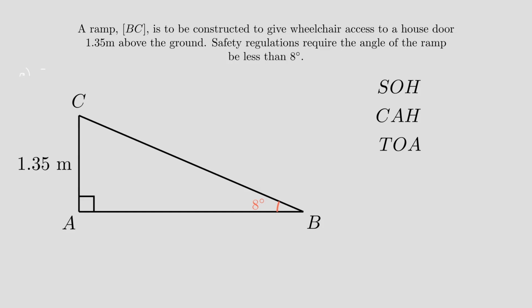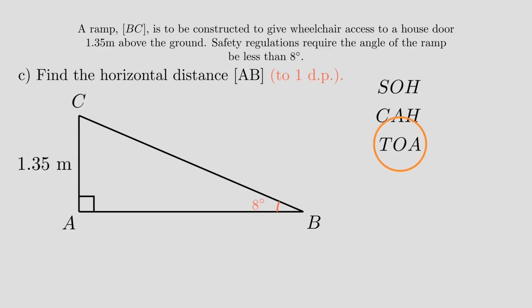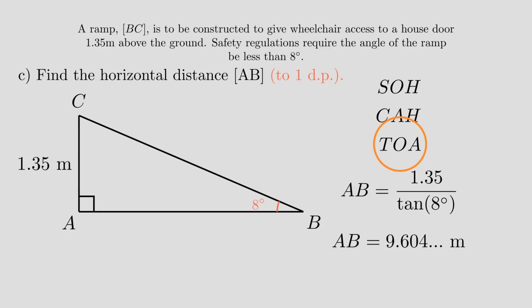Finally, for part C, we need to find the horizontal distance AB. This is the side adjacent to our 8 degrees angle. We still know the opposite side. Adjacent and opposite means we're going to use tangent. Now the tangent of 8 degrees is equal to 1.35 divided by AB. Again, rearranging this, we get AB equal to 1.35 divided by the tangent of 8 degrees. This gives us 9.604, etc. The question asks for one decimal place, so our final answer is 9.6 meters.